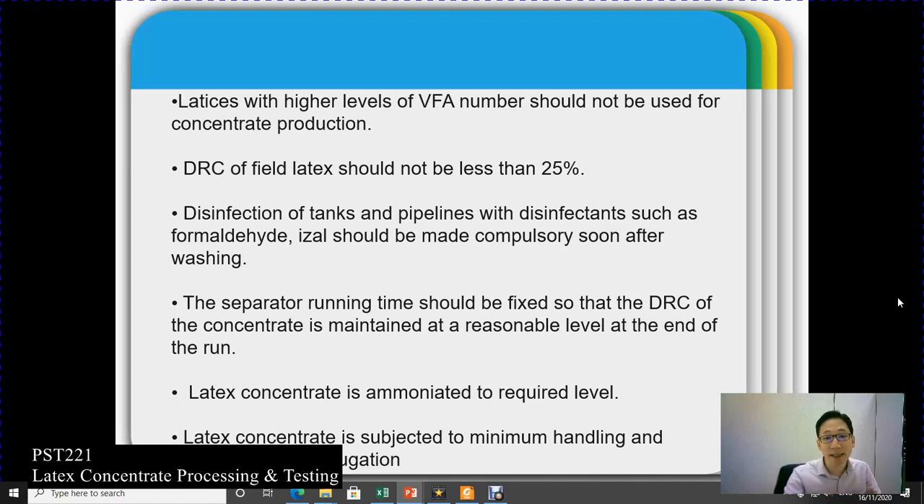If you do the MST test, it shows that the more motion you apply to your latex will promote flocculation, so small coagula appear in the latex. Because it is concentrated, you need to minimize handling, unless you want to produce a final product.